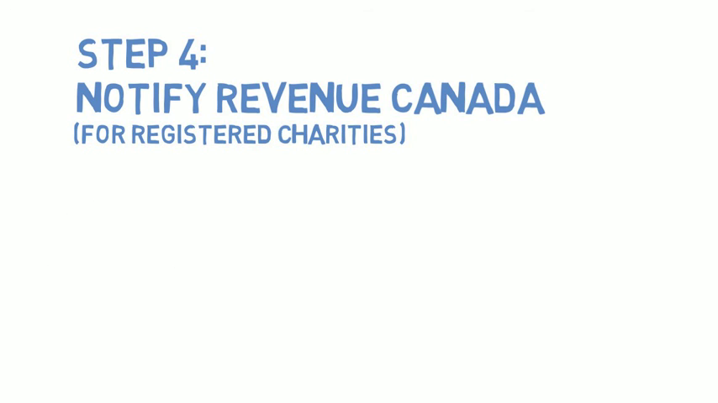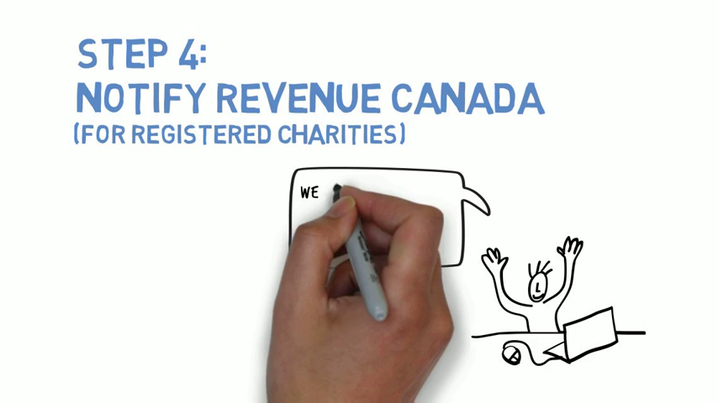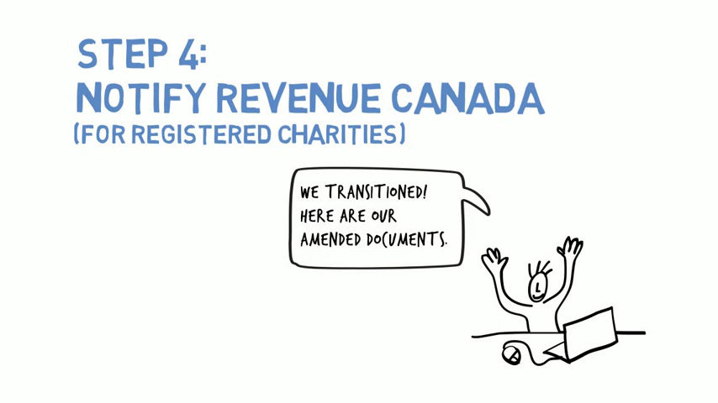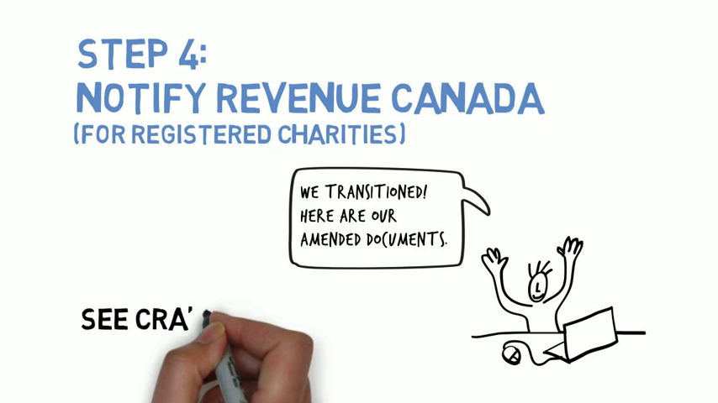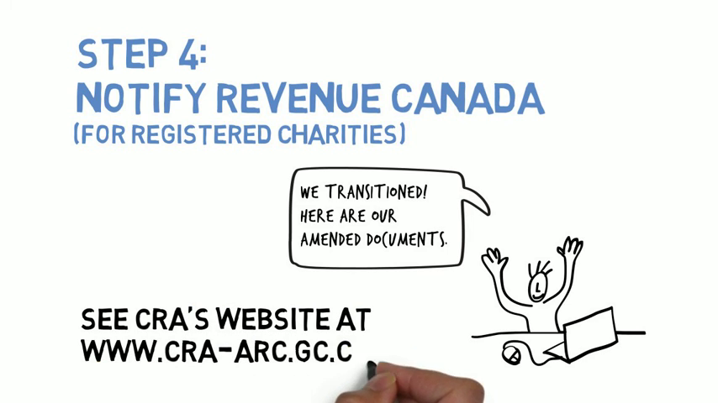If your Society is a registered charity, you must notify the Canada Revenue Agency about any changes to the Society's constitution and bylaws. You'll need to provide the CRA with a copy of the amended documents. See their website at www.cra-arc.gc.ca for details on how to provide them with your amended constitution and bylaws.